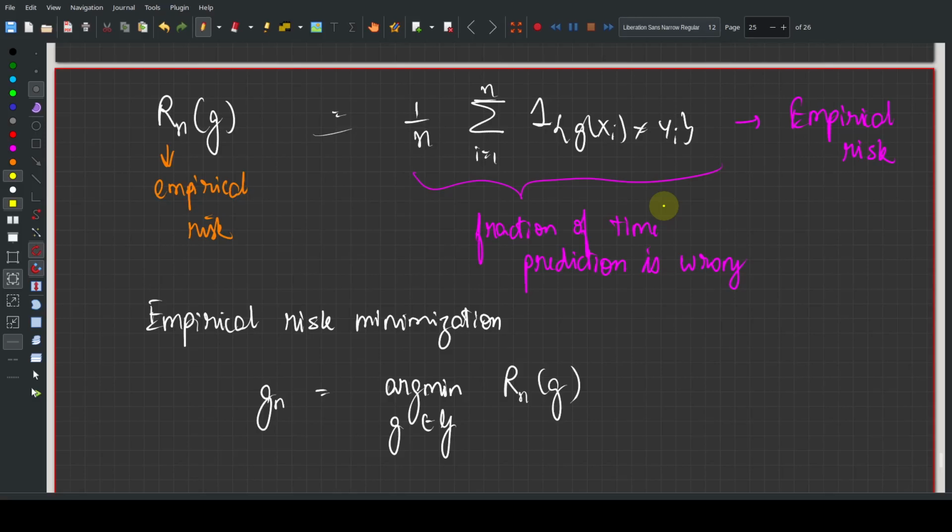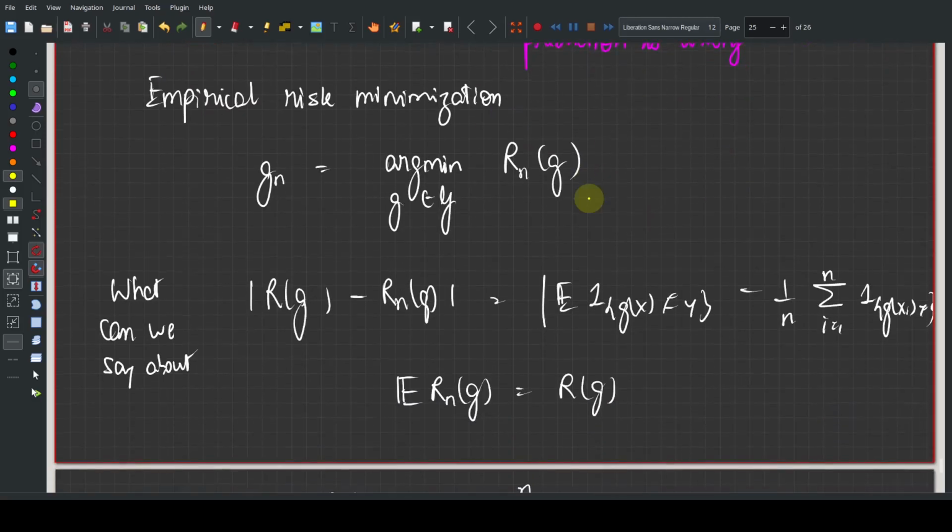There are different variants of empirical risk minimization. Sometimes you don't just minimize this particular risk, but at times you minimize the weighted sum of the risk plus some other function of g, right? So there are different optimization problems that one can frame, but today we want to understand how well empirical risk minimization performs. And is it possible to derive bounds on the performance of this empirical risk minimization algorithm, right?